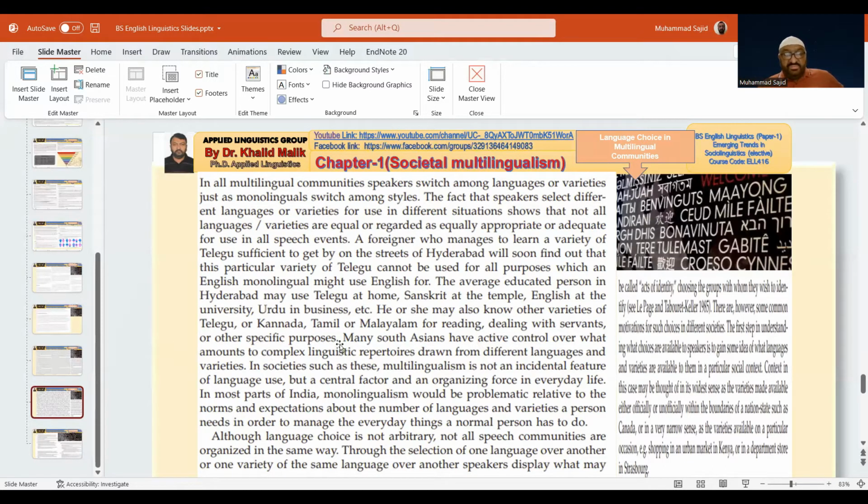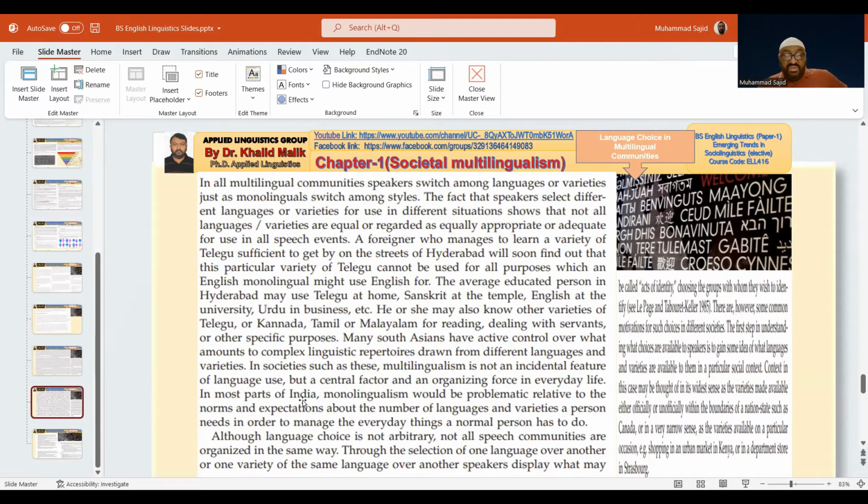For other specific purposes, many South Asians have active control over what amount to complex linguistic repertoires drawn from different languages and varieties. In societies such as these, multilingualism is not an incidental feature of language use, but a central factor and organizing force in everyday life.